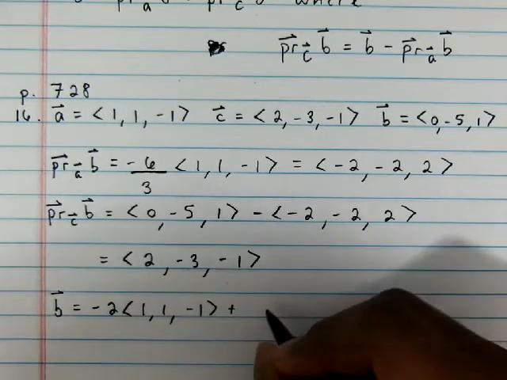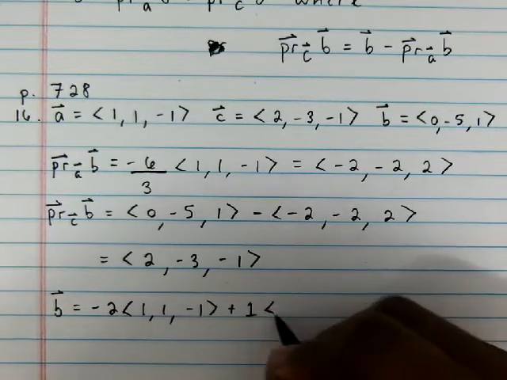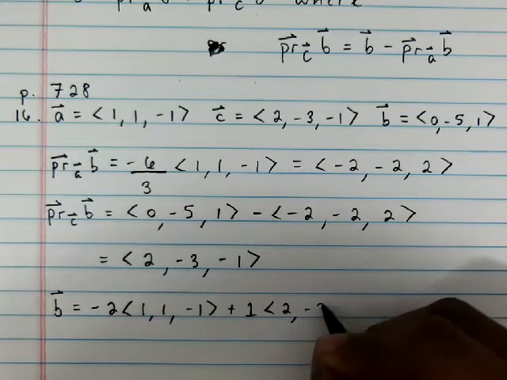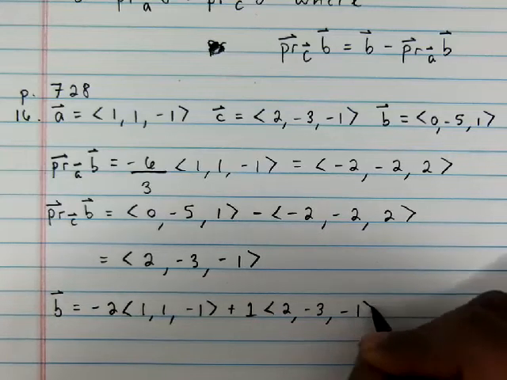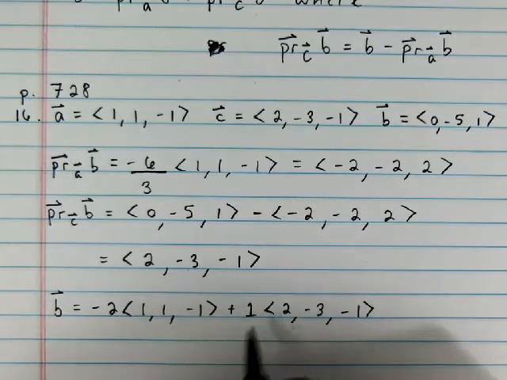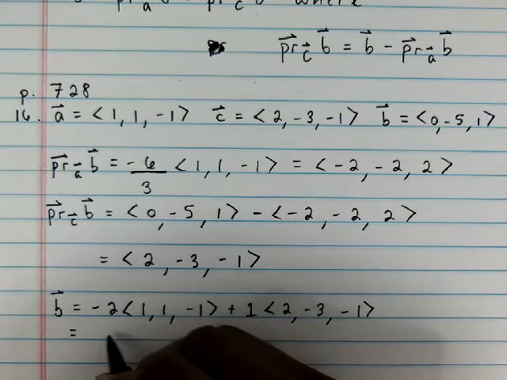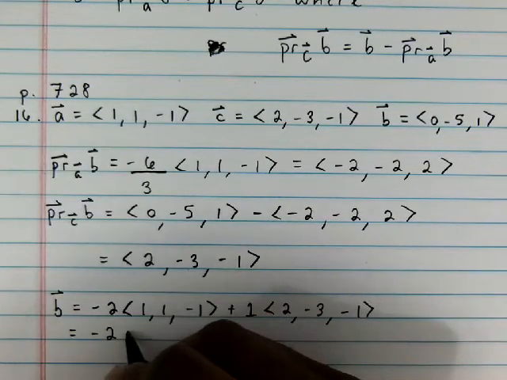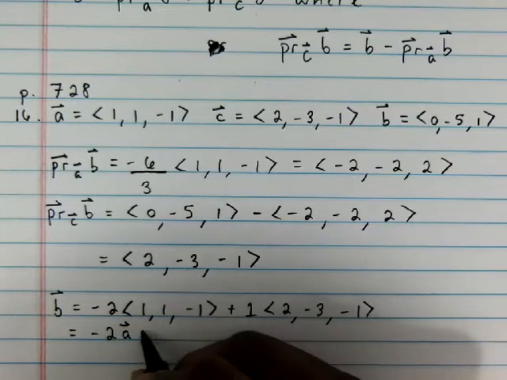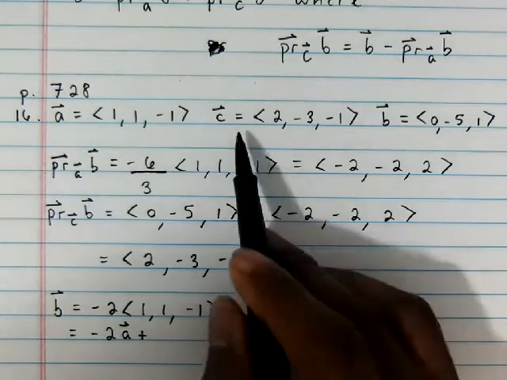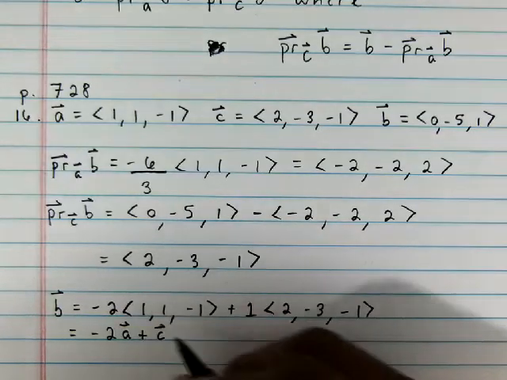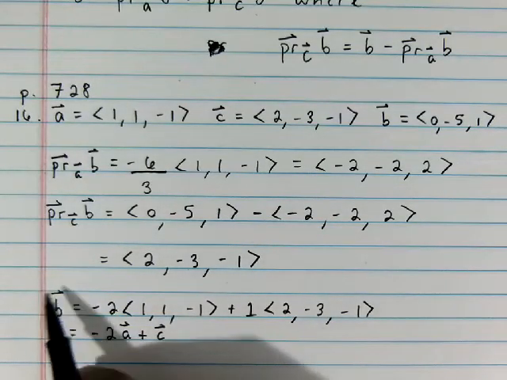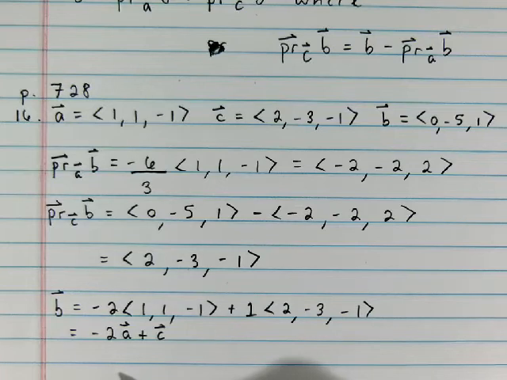And then plus 1 times 2, -3, -1. And I put these out here just so that we can see that what we actually have is B is just -2 times the vector A plus 1 times the vector C. So now it's kind of like we've rewritten B in that IJK form or IJ form in this scenario, but we just use A and C instead.